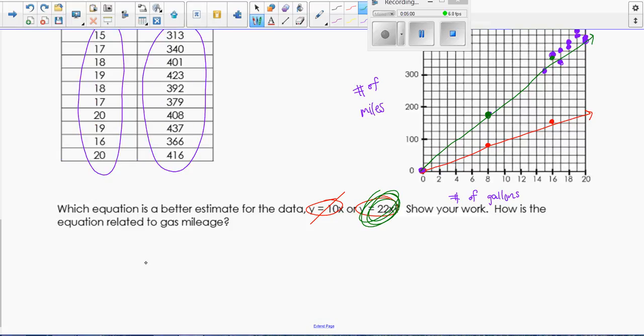And then it says, how is the equation related to the gas mileage? So the equation y equals 22x just means that this car is getting about 22 miles per gallon. So every gallon of gas, they get 22 miles. Okay, so flip over to the next page.